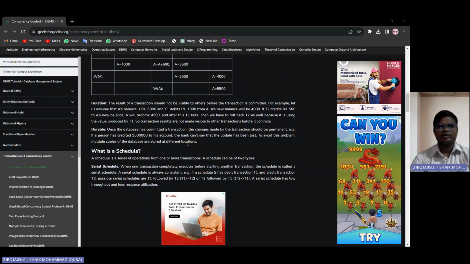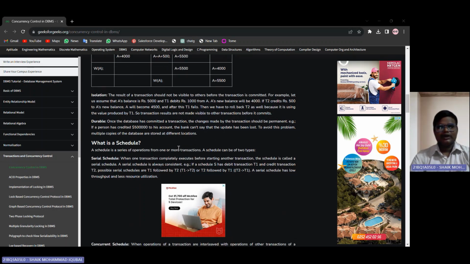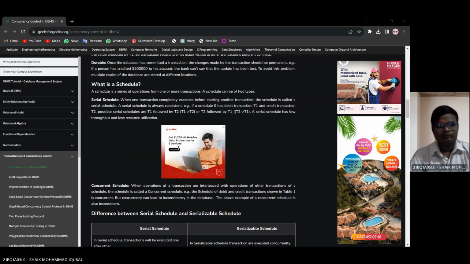If a schedule S has a debit transaction T1 and a credit transaction T2, the possible serial schedules are T1 followed by T2, or T2 followed by T1. A serial schedule has low throughput and low resource utilization.